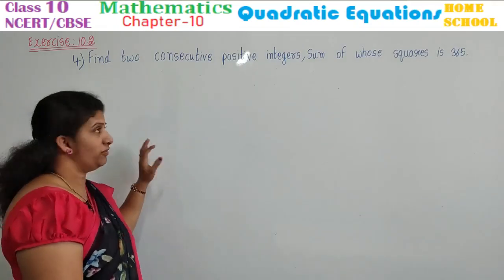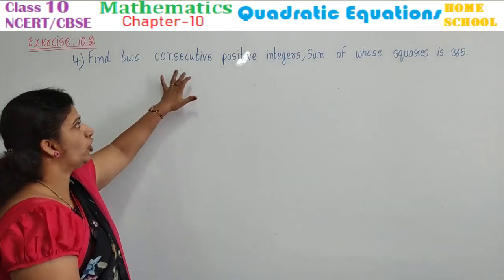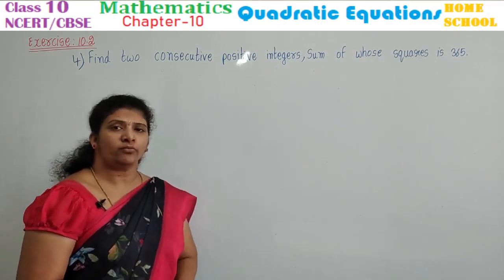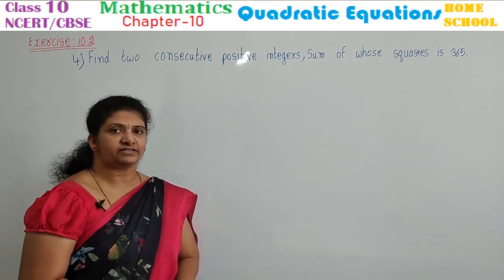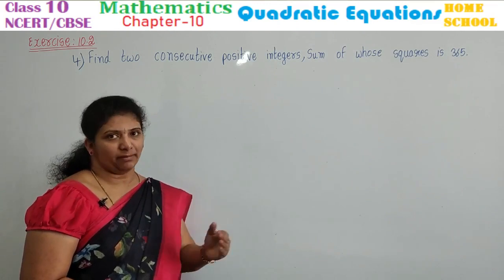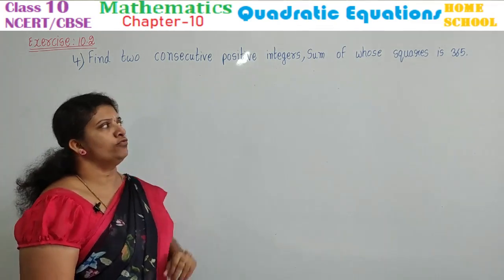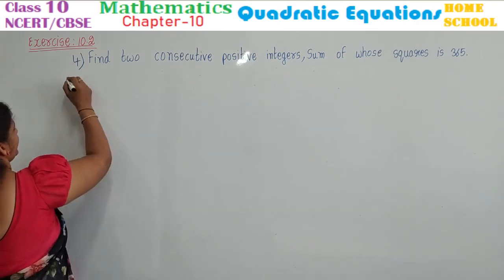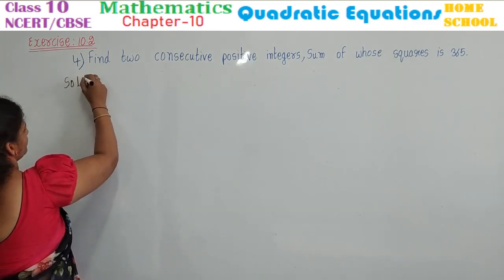See the fourth problem. Find two consecutive positive integers. What do you mean by consecutive positive integers, children? Continuous numbers. Sum of whose squares is 365. Let us start our solution.